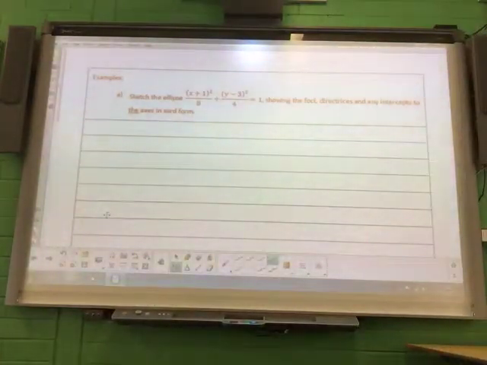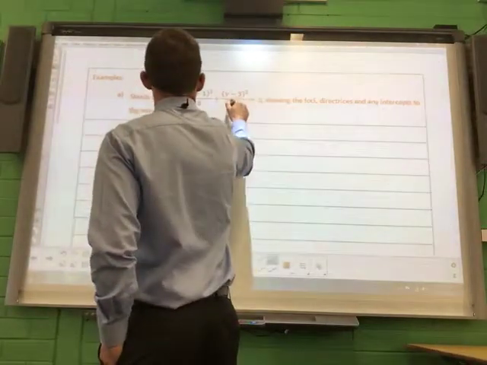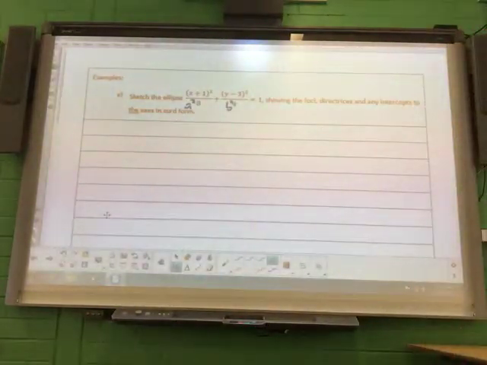I'm doing it as a fraction now. So this is A squared here. A squared is 8 and B squared is 4. Right, so take the square root of 8, which is still bigger than the square root of 4. So A, the square root of 8, is going to be bigger than 2, so we need to identify that the foci are going to lie in a horizontal alignment.